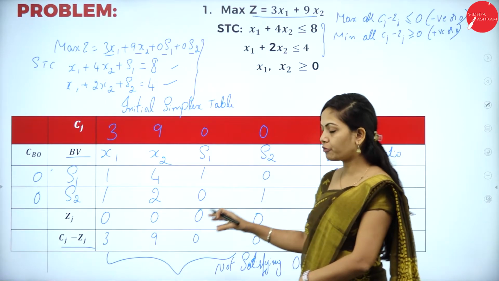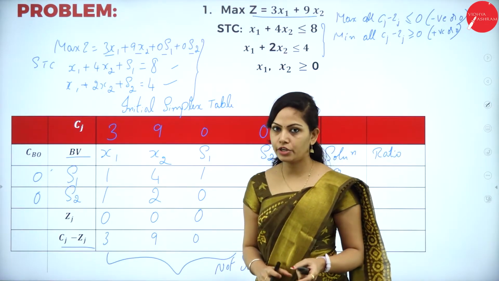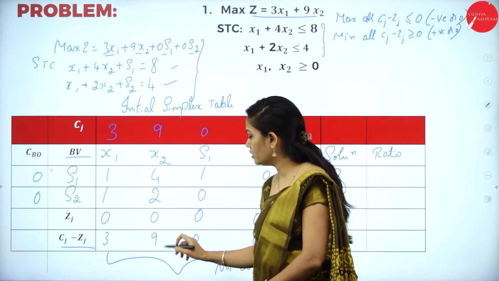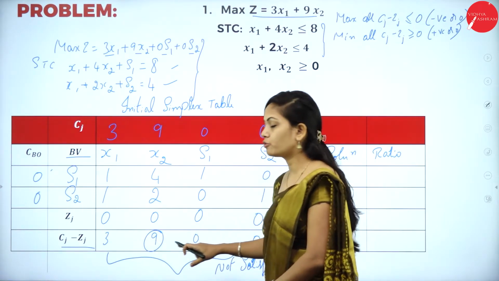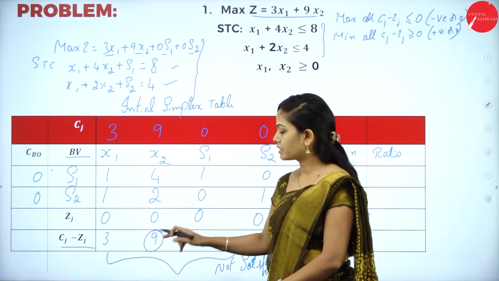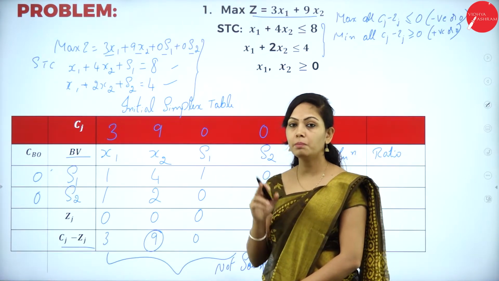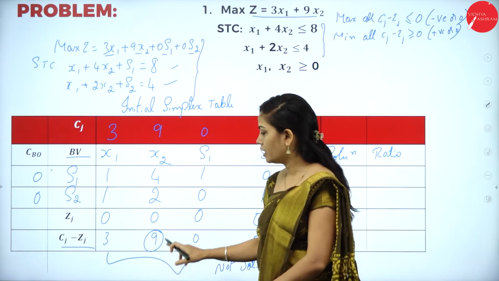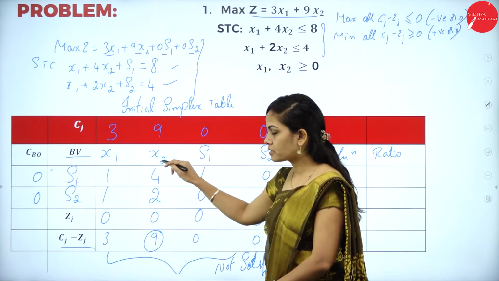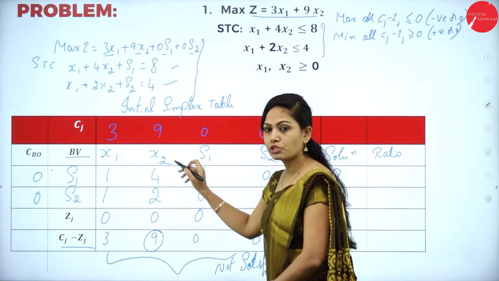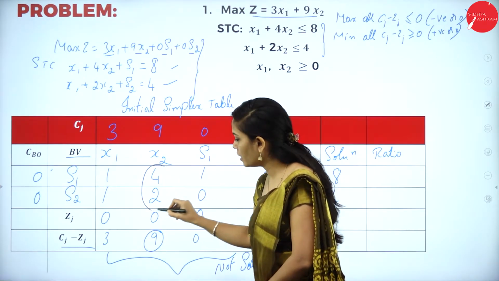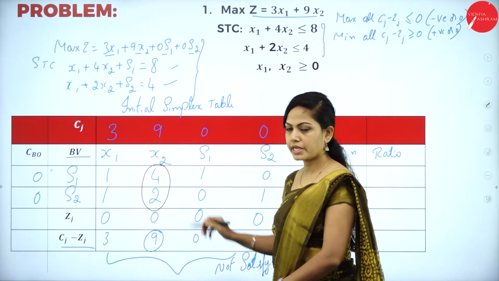Before that, we have to find the key column, key row and key element. So here I will select the maximum value. Out of these, we have to select the maximum positive value. The maximum positive value is 9. It comes under the x2 column. So this column is called the key column. x2 is my key column. I will mark this key column.